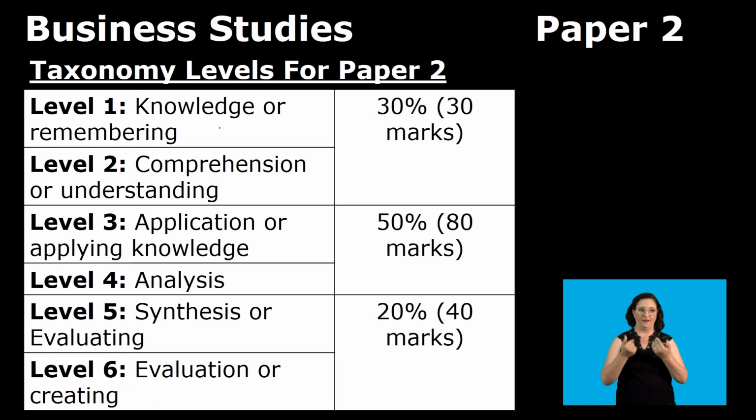We've got our level 1, which is the knowledge or remembering. Level 2 is comprehension or understanding. So we'll get such questions in your section A, whereby you are being assessed on knowledge. How do you remember? How well do you remember? Remember, these are objective questions. So there's only one answer to this question.